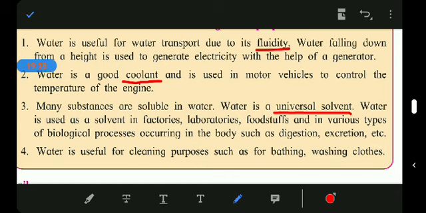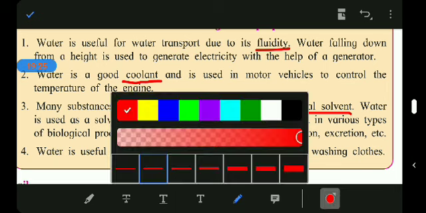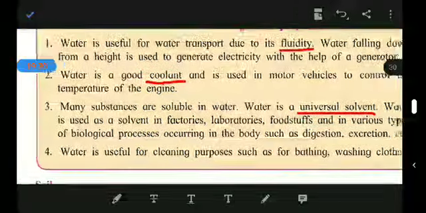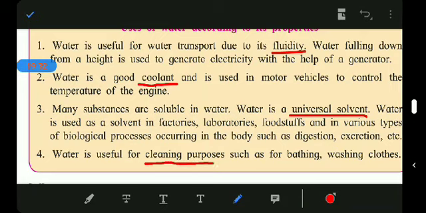Last, we have, water is used for cleaning purposes, such as for bathing, washing, and cleaning the utensils. As it is easily available at cheap cost, water is also used to clean things.